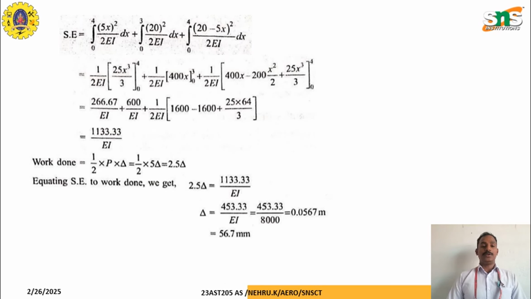Applying the strain energy equal to M square by 2EI: for the first member, the integral from 0 to L of (5x) whole square by 2EI dx, plus the integral from 0 to 3 of 20 squared by 2EI dx, plus the integral over 0 to 4 of (20 minus 5x) whole square by 2EI dx. By solving this, we get 1133.33 by EI. Work done equals half times load into delta.